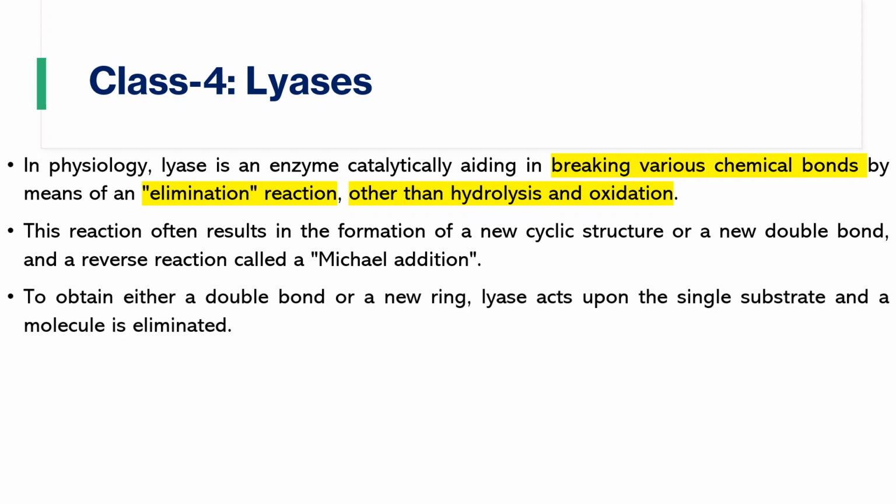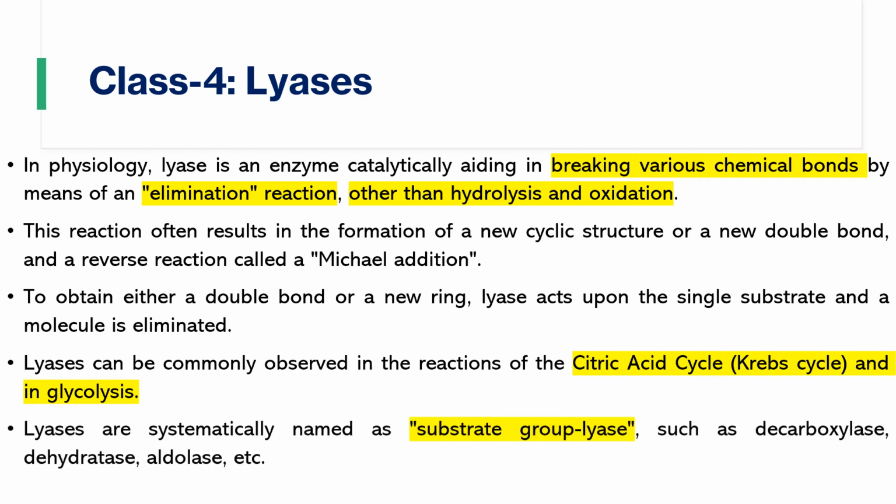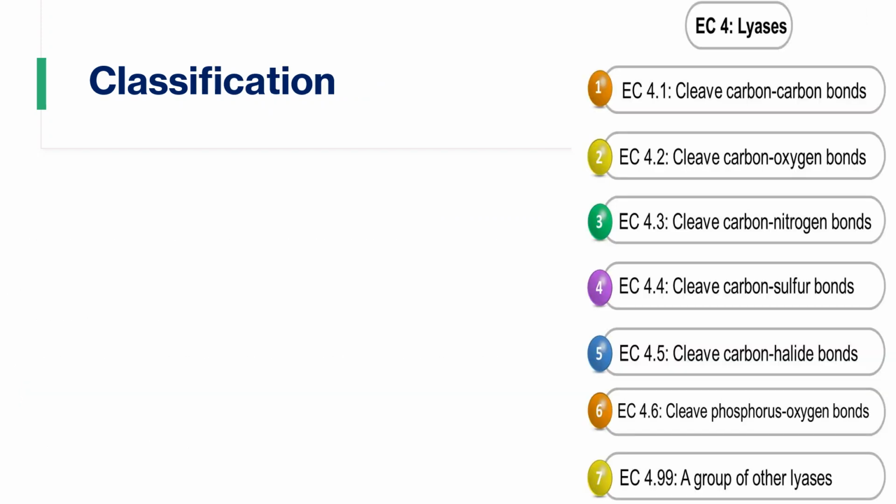To obtain either a double bond or a new ring, lyase acts upon a single substrate and a molecule is eliminated. Lyases can be commonly observed in the reactions of the citric acid cycle and in glycolysis. These are named as substrate plus group plus lyase, such as decarboxylases, dehydratases, or aldolases. Aldolase, you may remember during glycolysis, where fructose 1,6-bisphosphate is divided into two fragments, glyceraldehyde 3-phosphate and dihydroxyacetone phosphate. That aldolase is a lyase.